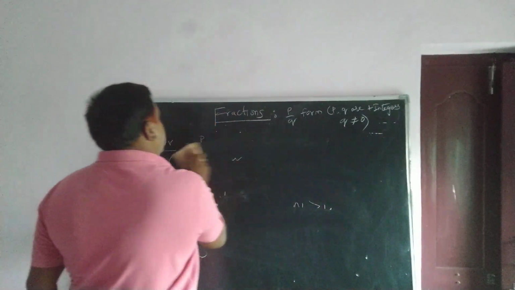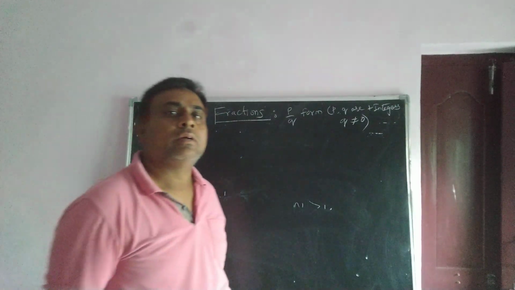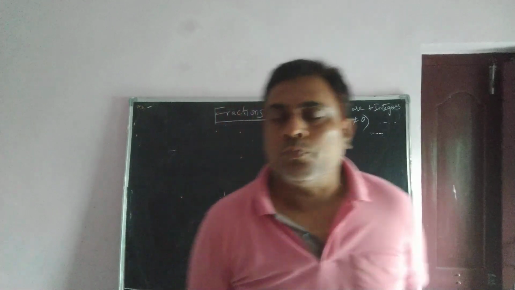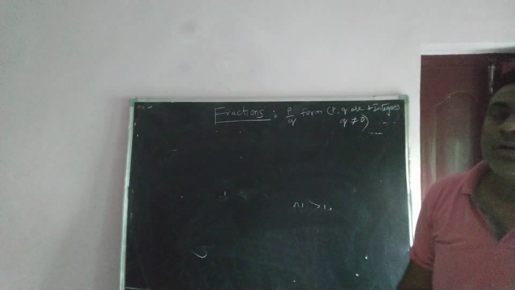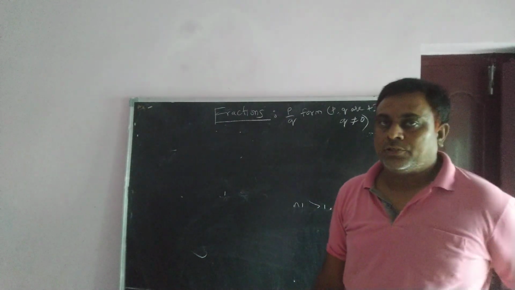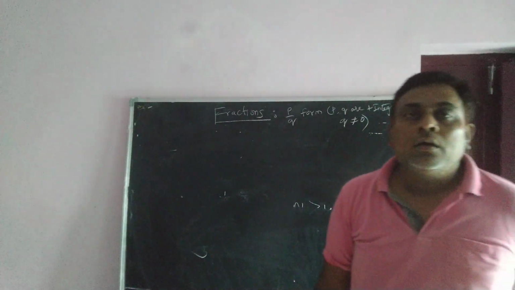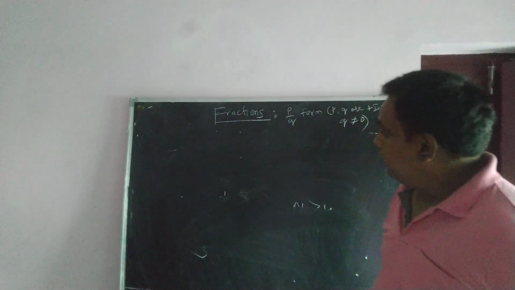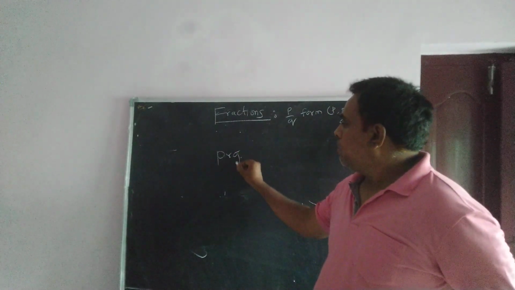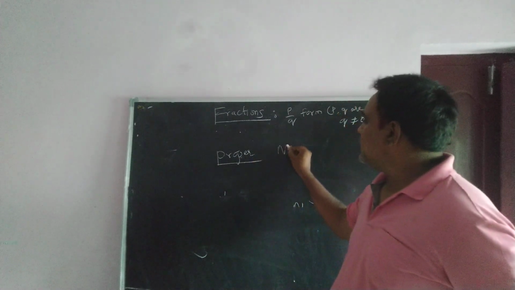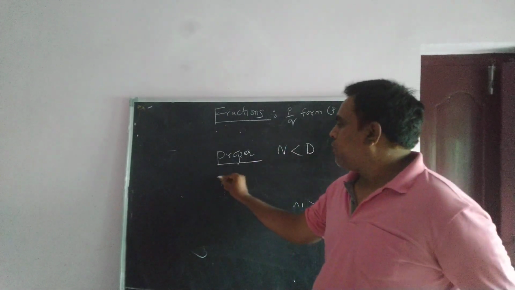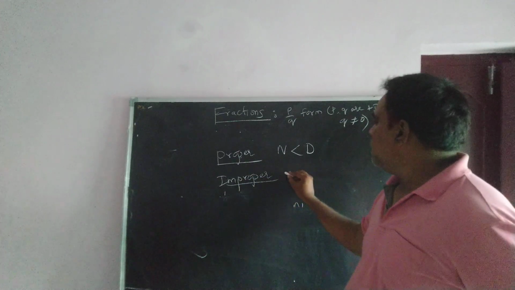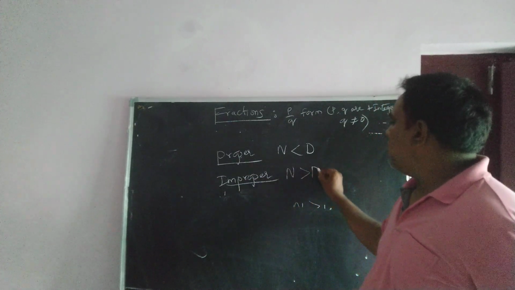So first of all, I discussed what a fraction is: if a number is written in P by Q form, where P and Q are positive integers and Q is not equal to 0, such a number is called a fraction. Next we discussed the P by Q form, in which P is the numerator and Q is the denominator. Next, the proper fraction, in which the numerator is less than the denominator. Then the improper fraction, in which the numerator is always greater than the denominator.